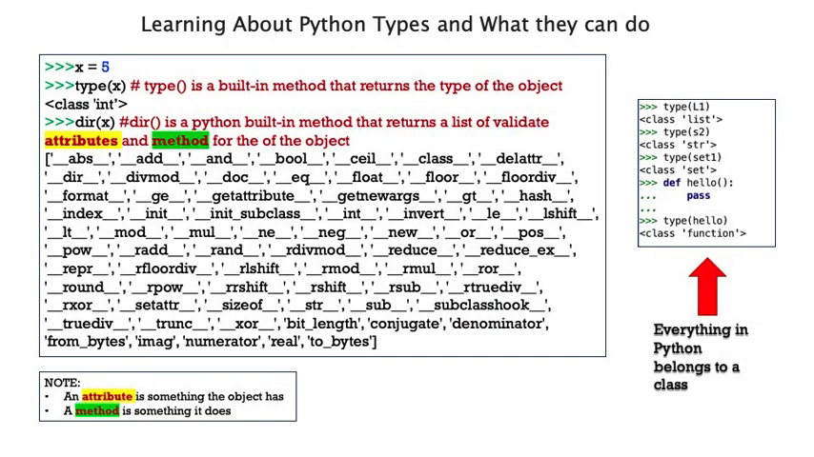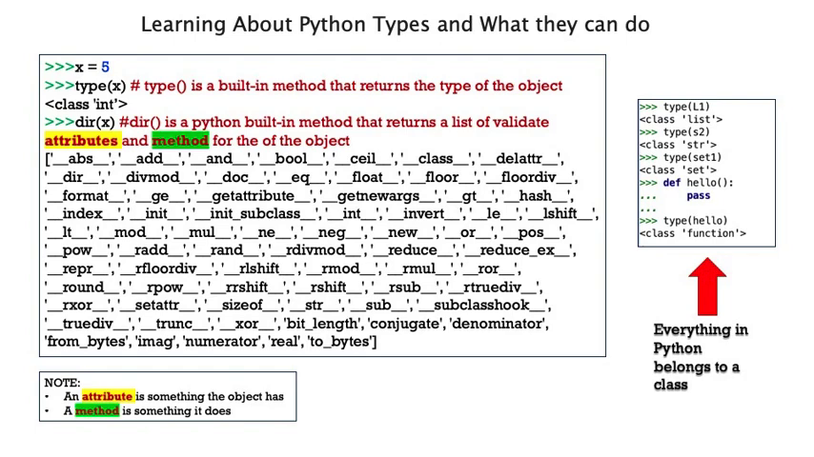Now I want to expose you to some useful tools that you will probably use all the time. We're in Python Interactive here on this slide. I set a variable x equals 5. Now I say type x, and you see what comes back, class int, letting me know it's an integer. So this type is a built-in method that returns the type of object that you're dealing with. Then further, we can use this dir built-in method that returns a list of valid attributes and methods that you may use for that object.